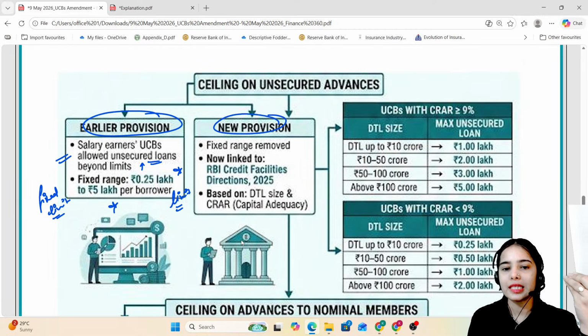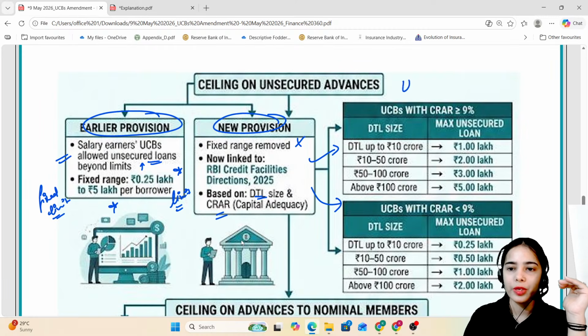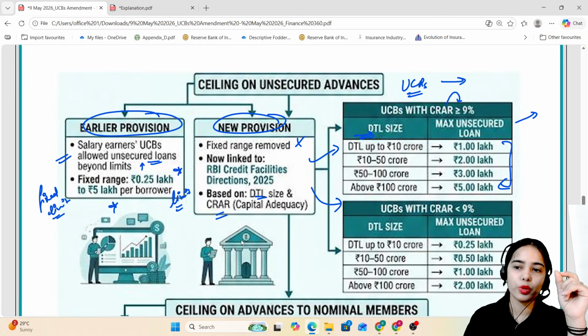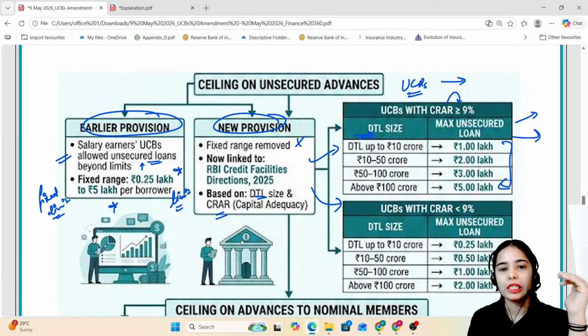Now the new provision is that rather than having a fixed range, this has been removed. Now there is the demand and time liabilities and the capital adequacy on the basis of which the urban cooperative banks can provide the unsecured loan. So if the CRAR is more than or equal to 9%, on the basis of the demand and time liabilities, the loans can be provided to a single borrower or group borrower.